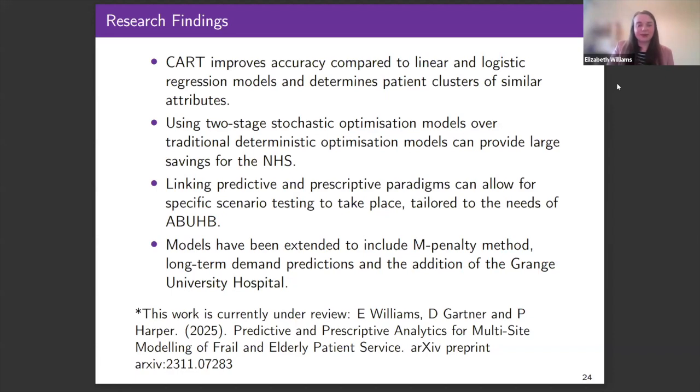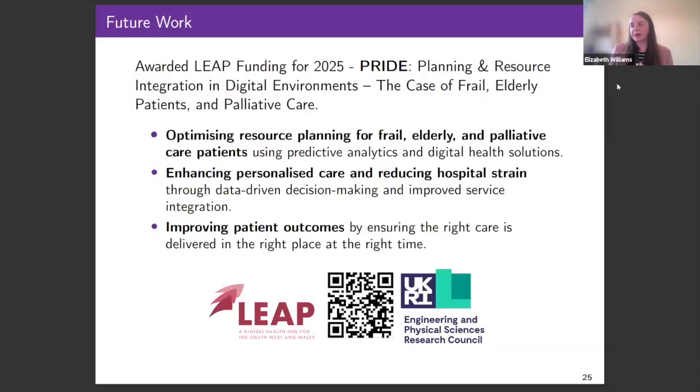So where is this work going? Although my PhD is finished, led by Professor Daniel Gartner, we were awarded LEAP funding for 2025. This is looking at planning and resource integration in digital environments and the case for frail elderly patients and palliative care. So hopefully this work can go on and support this.